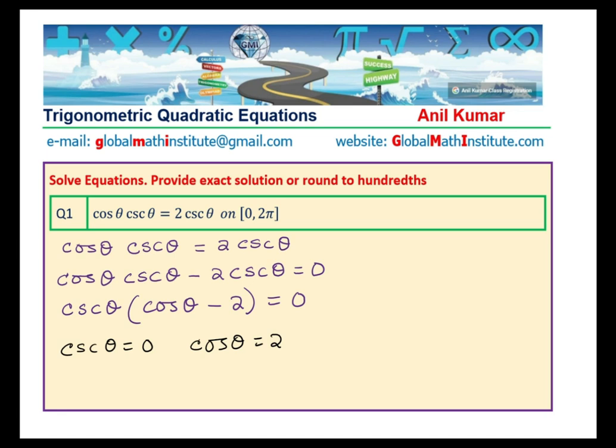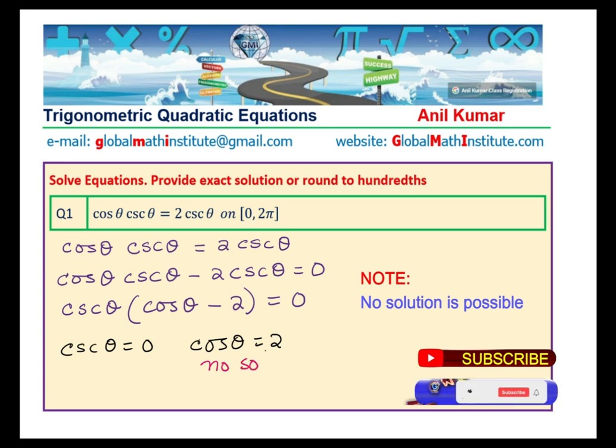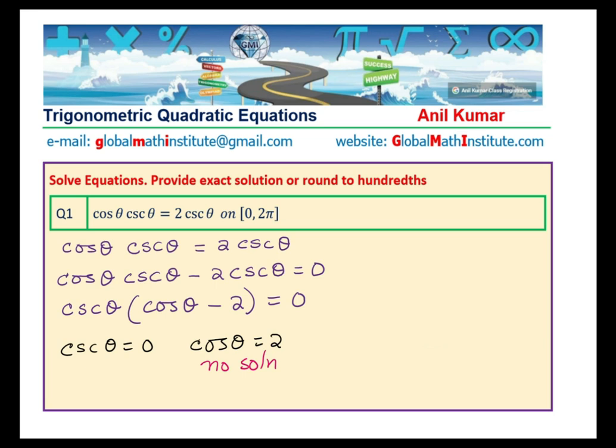As you know, cos theta cannot be 2, so we have no solution for this one. Cosecant theta equals 0 also does not have any solution, since the value of cosecant theta is either less than minus 1 or greater than 1. So here also we have no solution. So in this particular example, we do not have any solution for the given equation.